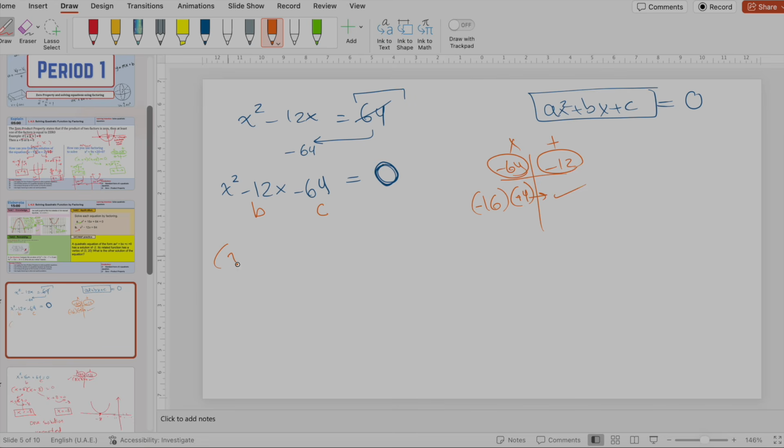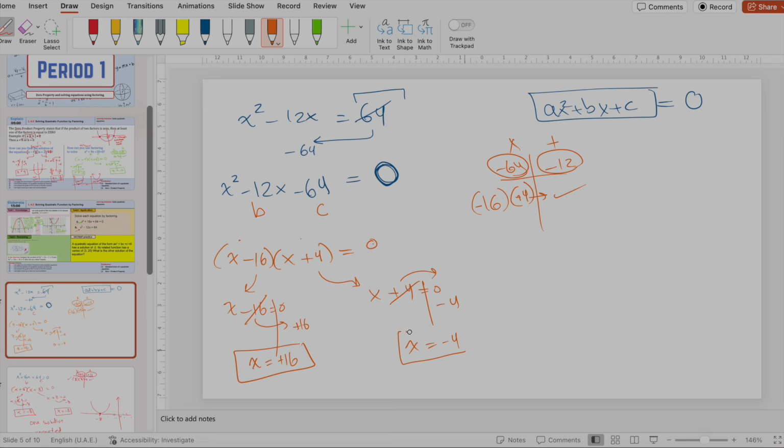So just open two brackets, x minus 16 and x plus 4 equals 0. Since they are written as a factor times another factor equals 0, I can say that either this is equal to 0 or this is equal to 0. Then solve separately. Take the 16 here, it's going to be positive. Now you have x equals positive 16. This is one solution. Take the 4 here, and you have x equals negative 4. This is another solution. So there are two solutions. That's it.